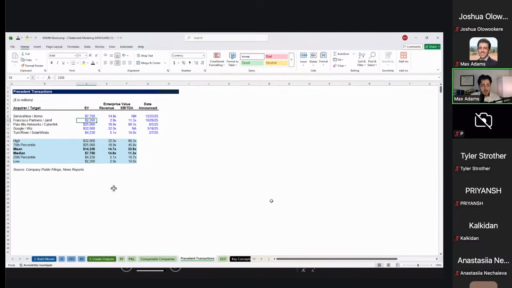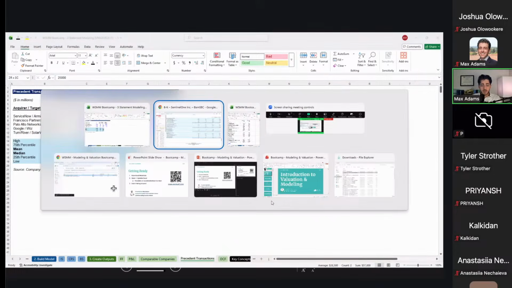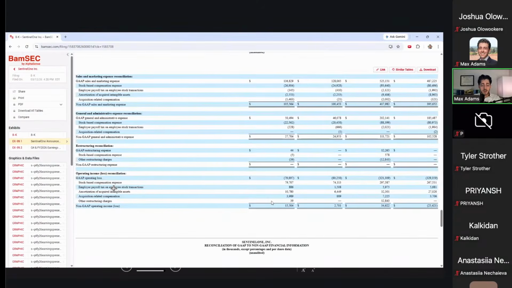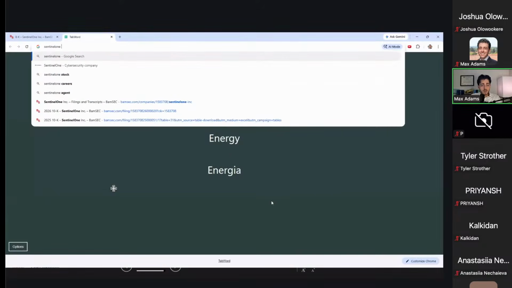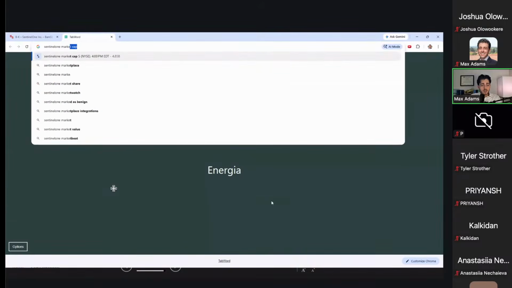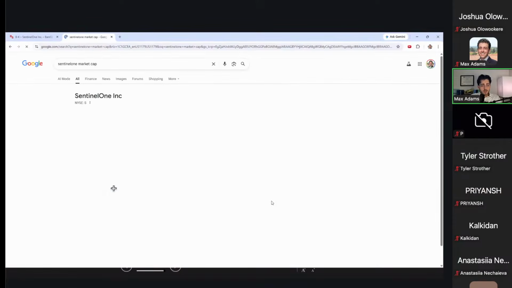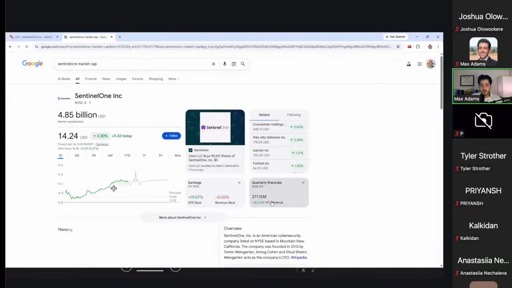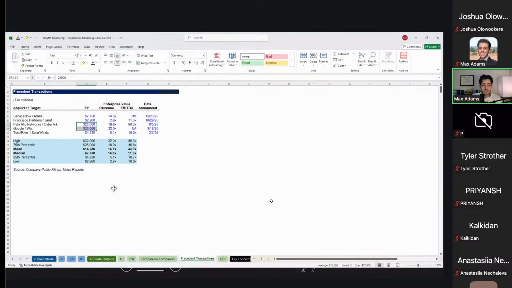First off, we're going to notice that there's a big range of size differences. So these two deals are probably too big. If we go back and look at the market cap, I'm going to say SentinelOne market cap. Let's go look at it right now. It's about $5 billion. So if we're looking for precedents that are $30 billion, that's not super relevant, but it might be the best we have.